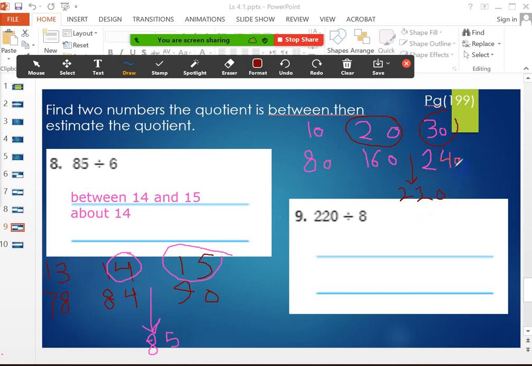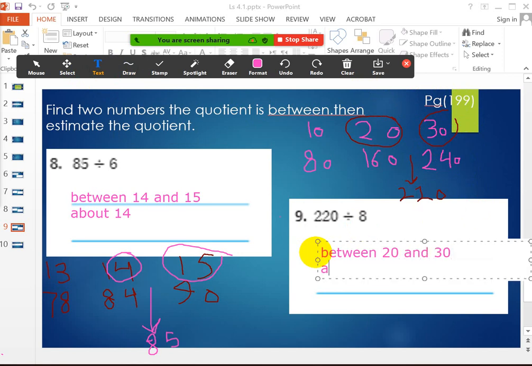Which one is the closest? Look, very good. Not 160, it's 240. Very good. So it will be close to 240. That means the estimated quotient will be 30. So the quotient will be between 20 and 30, and it's about 30. This is the answer.